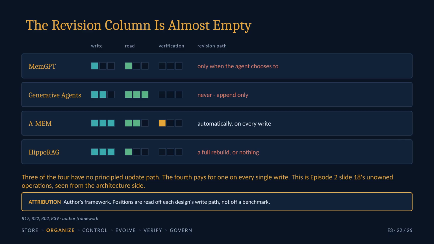This is not a new observation. It is exactly what episode 2 found from the other direction, when the operation by decision maker table showed update and forget as the operations that stay unowned longest. 2 different routes, the same hole. That hole is why episodes 4 and 5 exist. 2 different routes to the same hole is stronger evidence than either route alone.